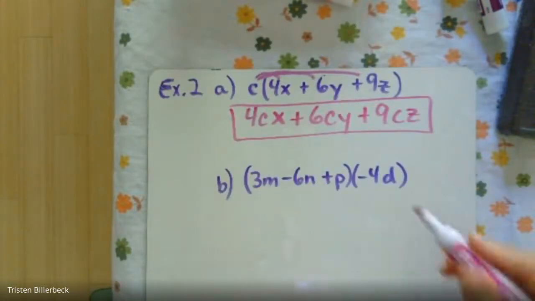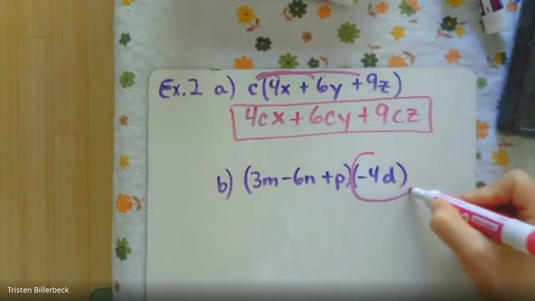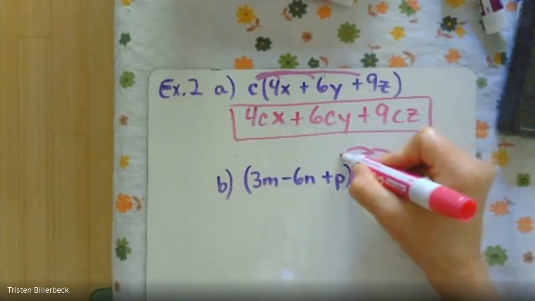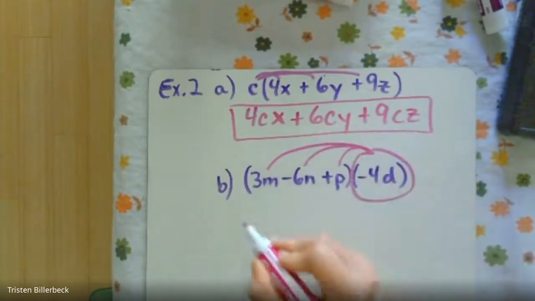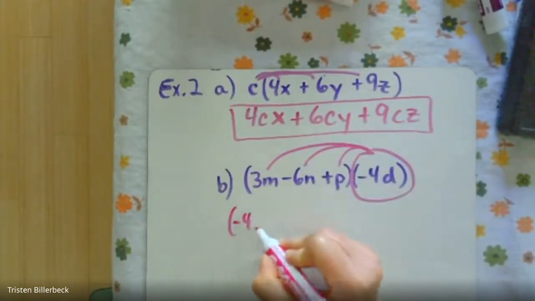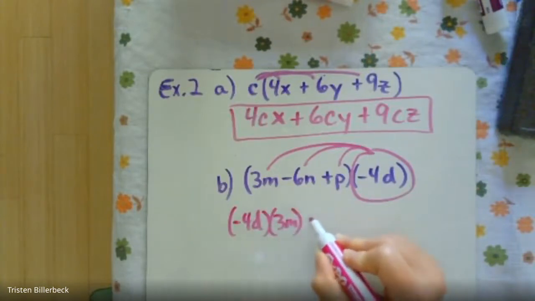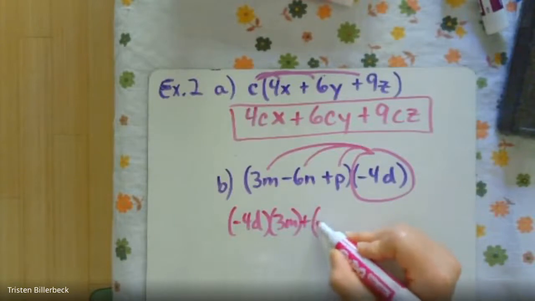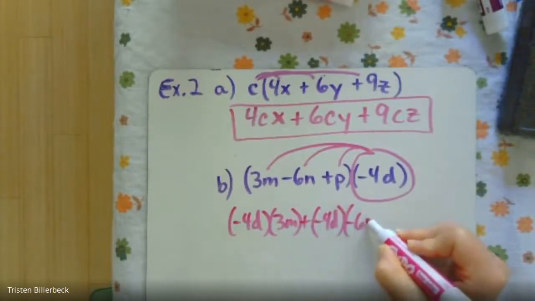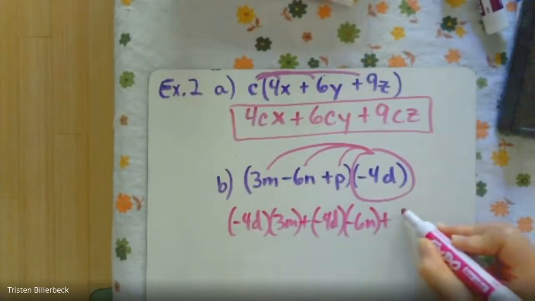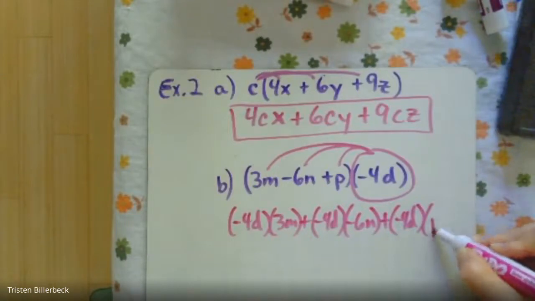Okay, this one, we are going to take this whole thing here, and we're going to distribute. So we have negative 4d times 3m plus negative 4d times negative 6n plus negative 4d times p.